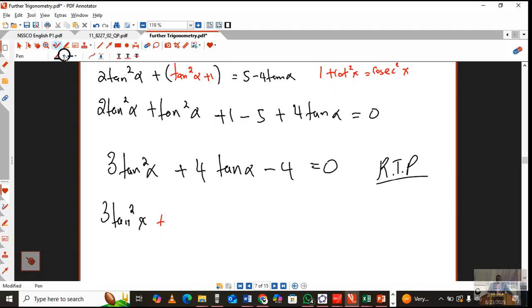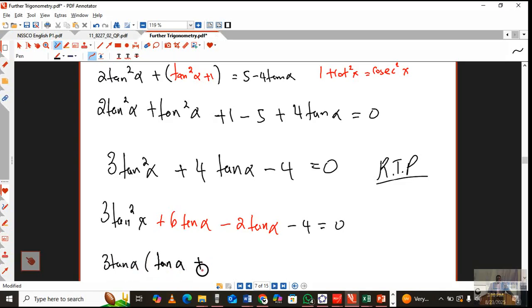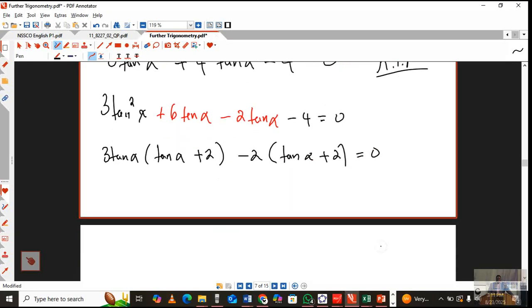Let's hope that we cannot have any problems. 6 tan alpha. Then you have minus 2 tan alpha, of course, and then minus 4 is equal to 0. So factorize, take out the 3 tan alpha, you're going to be left with tan alpha plus 2. And then if I take out a negative 2, I'm going to get the same thing, tan alpha plus 2. Should be familiar right now. You don't have to use the quadratic equation formula for all of this. So this gives us 3 tan alpha minus 2 in its own bracket.